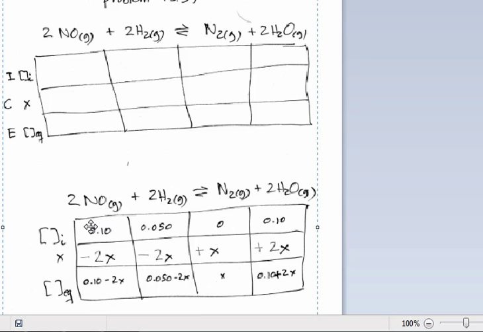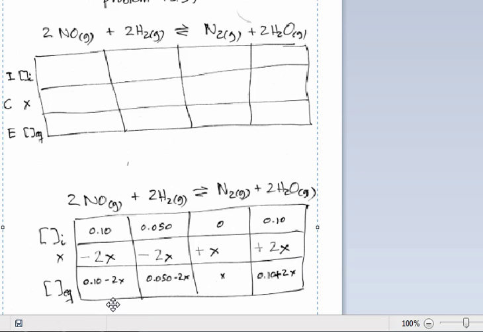Okay, so we're given 0.1 mole of nitrogen monoxide, 0.05 moles of hydrogen. We're not told how much nitrogen is given, so if a given chemical is omitted, then we assume that its initial concentration is 0. And then we're given this concentration of water. Now, the middle column is what we have to figure out. There are 2 things we have to figure out.